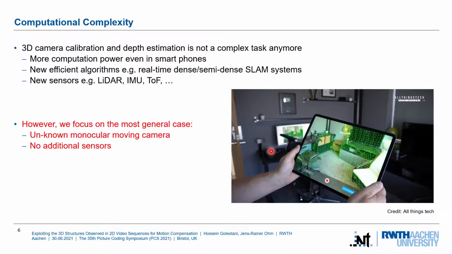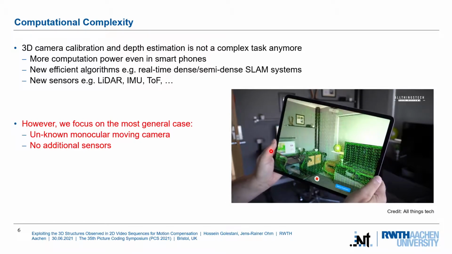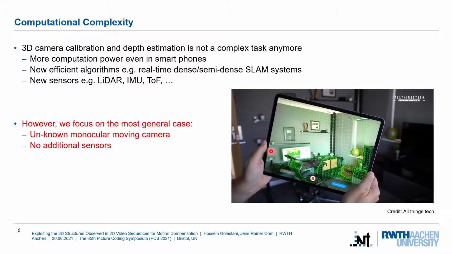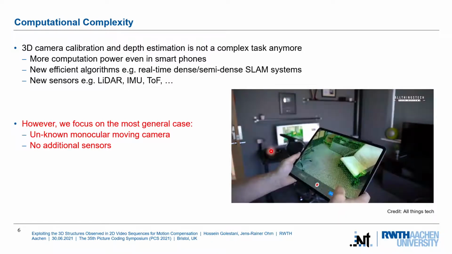In this paper, however, we focus on the most general case. I mean, there is no special sensor, there is no information regarding the camera, we don't even know the focal length of the camera, we should estimate everything.